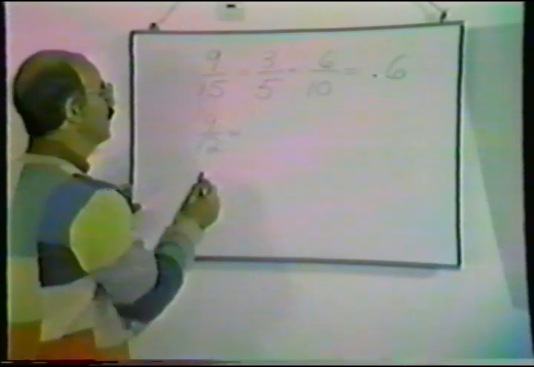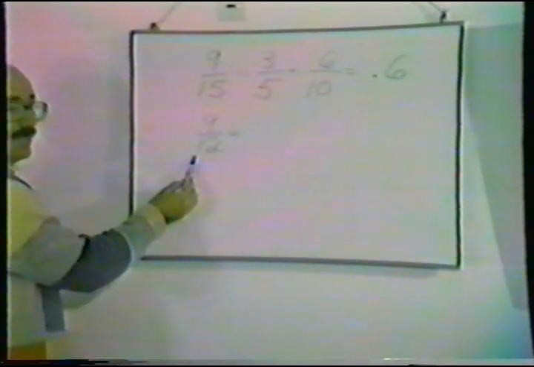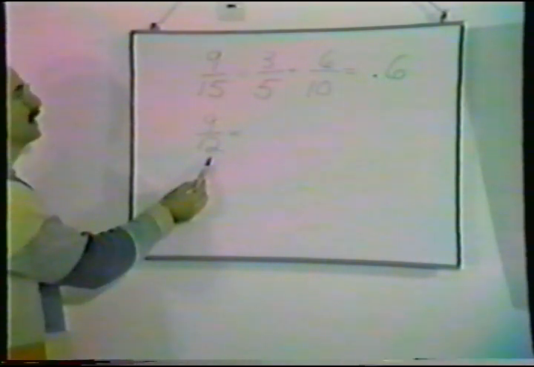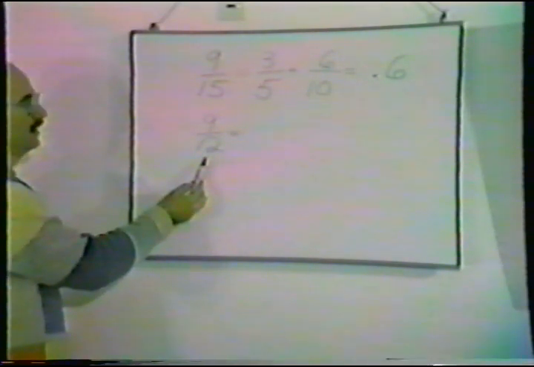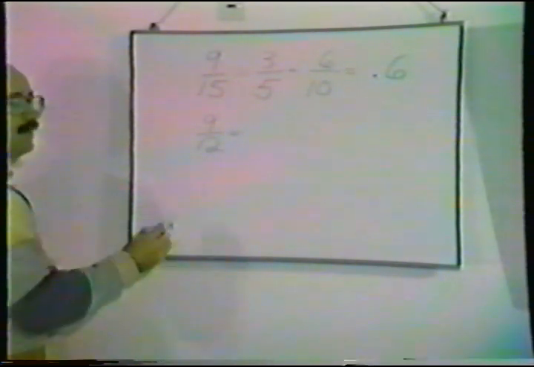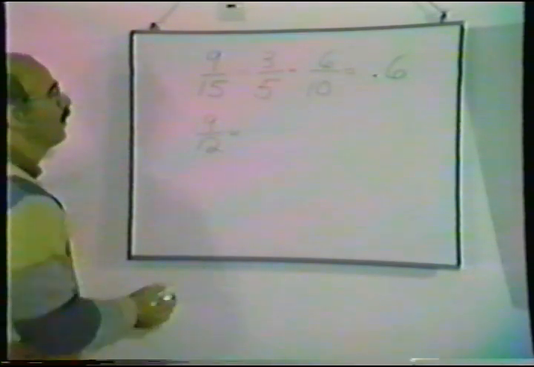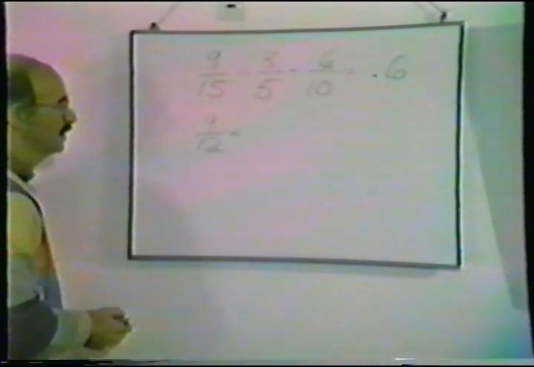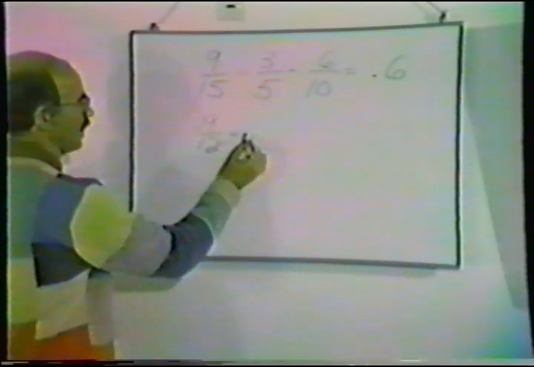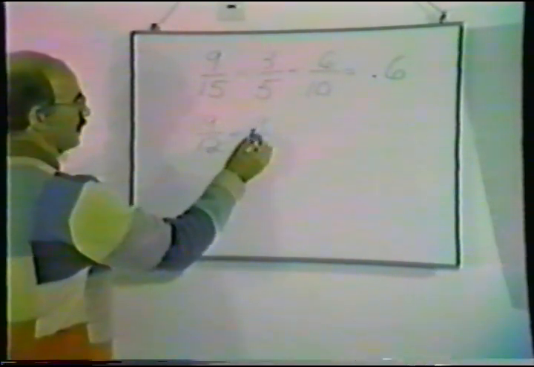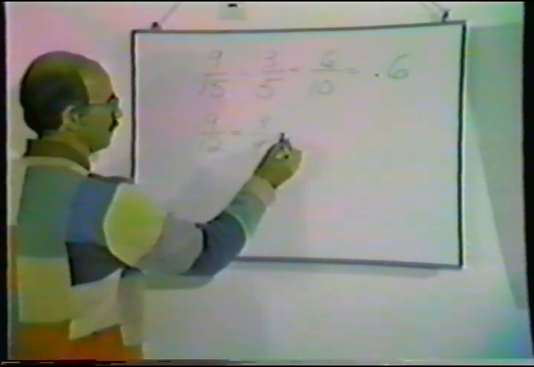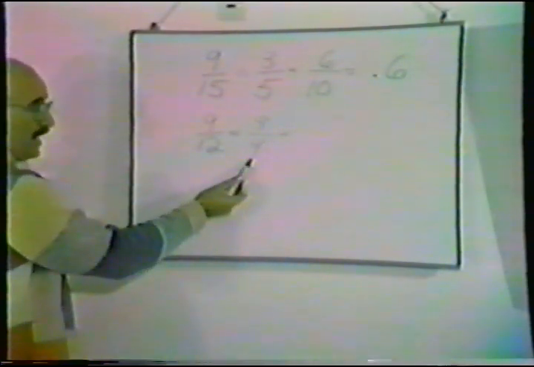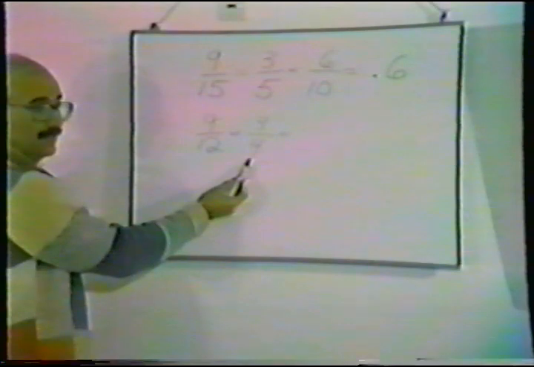9/12. Is the bottom number 10, 100, or 1,000? No. Can we make it 10 or 100? No. Can we reduce it? Yes. What shall we hit it with? 3. 3 into 9 is? 3. 3 into 12 is? 4.